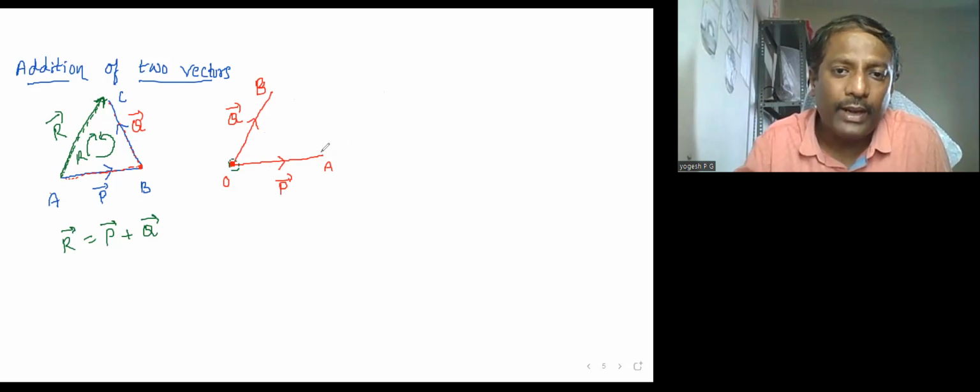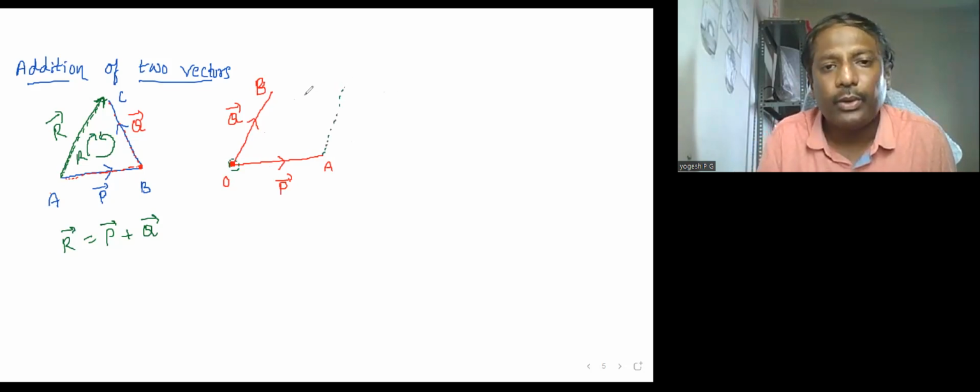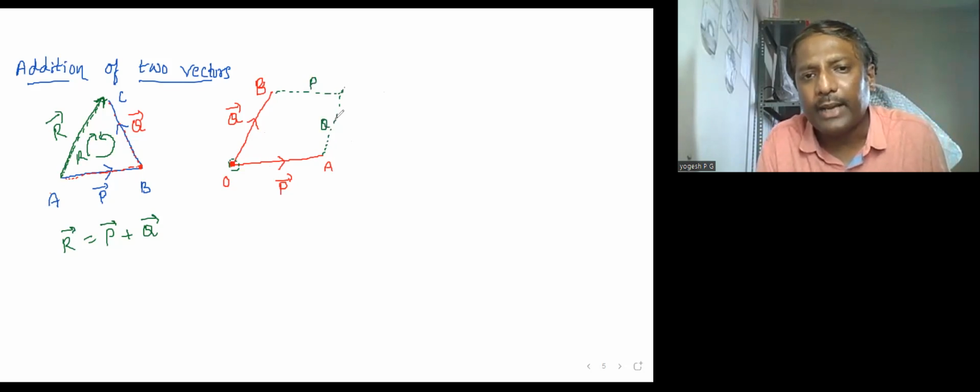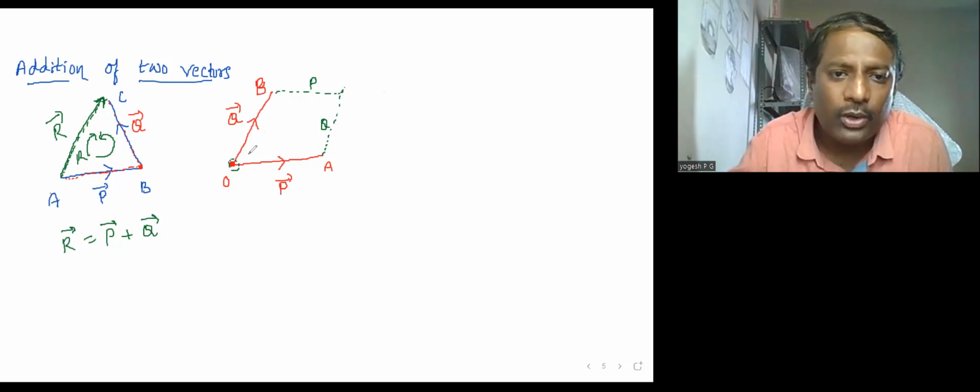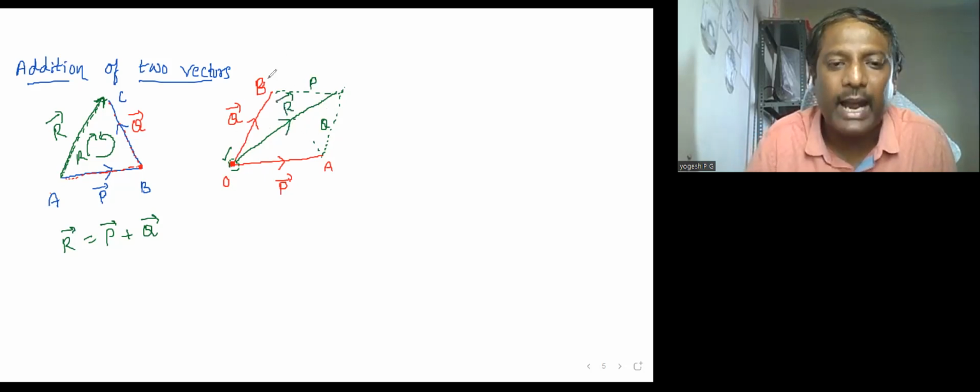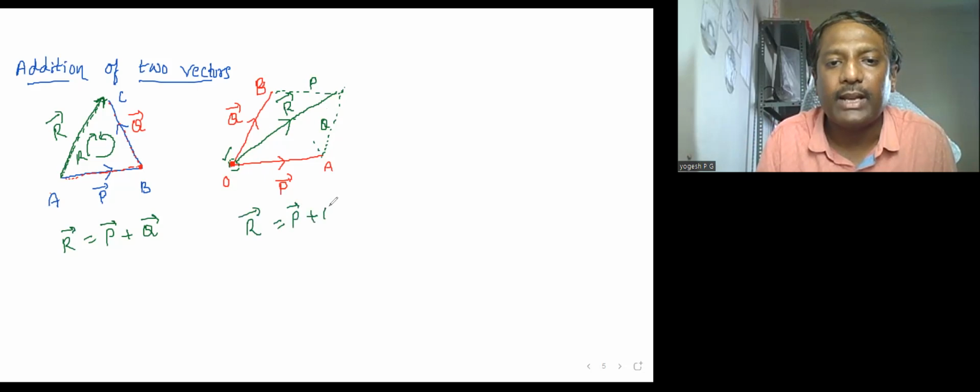Be careful. In this case, we have the same initial point, isn't it? Now you take one vector parallel to Q. You take one more vector parallel to P. So this is P and this is Q. Now it becomes a parallelogram. In this parallelogram, you draw the diagonal passing through the same initial point. Don't write A to B or B to A diagonal. You write the diagonal passing through the same initial point. That is what we call the resultant vector of P and Q. So R vector is P vector plus Q vector.